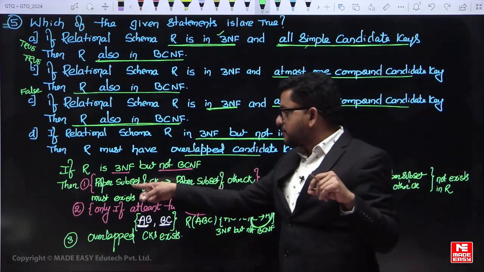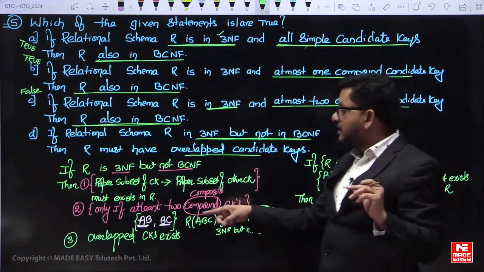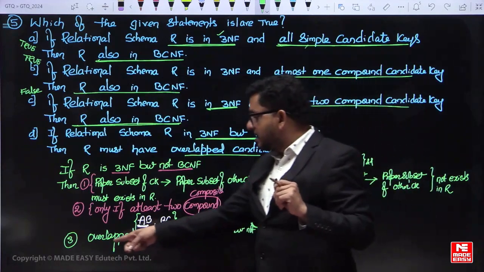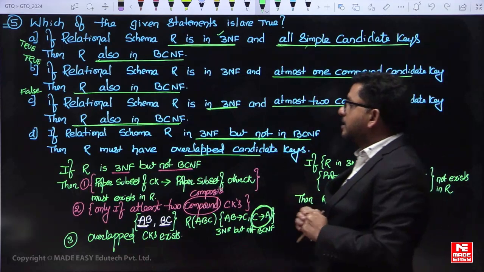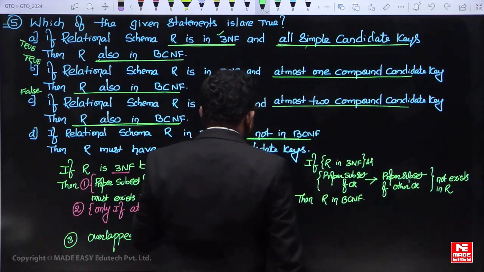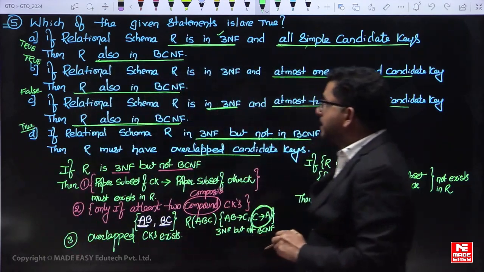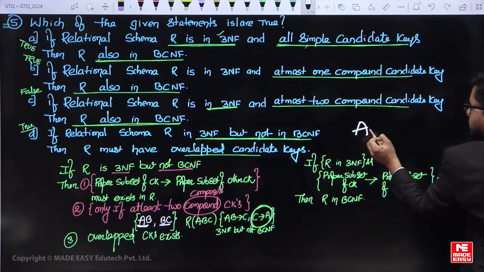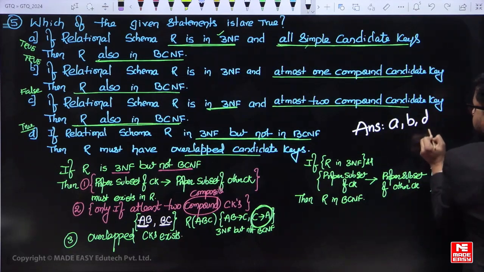But whenever a proper subset of a key determining a proper subset of another key exists, then it is guaranteed that there are at least two composite keys, and those two are overlapped keys. So "must have an overlapped key" is also a true statement. So A, B, D are the correct statements. So the answer to this question is A, B and D.